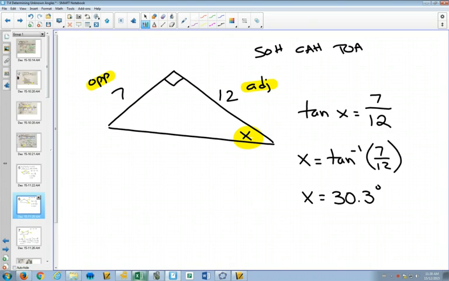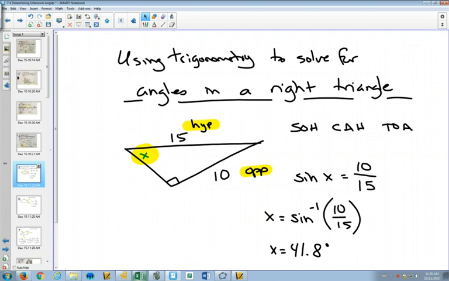But this is how we do all the questions for solving angles. You look at the information that you're given, you label your sides according to the angle you're trying to find, then you think of your definitions and which one makes sense to use. And then you can solve any angle in a right triangle with this amount of information.